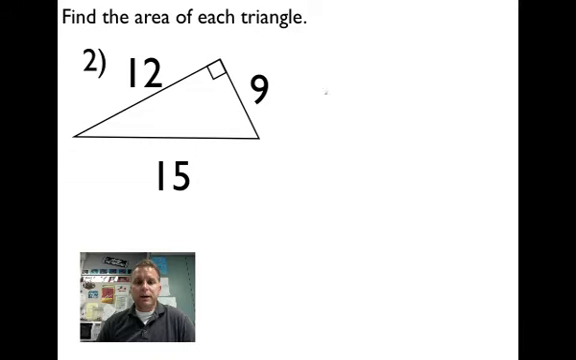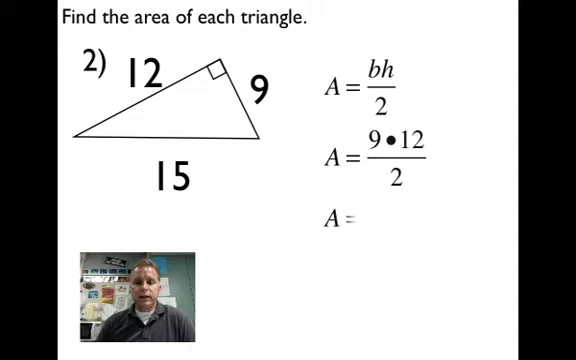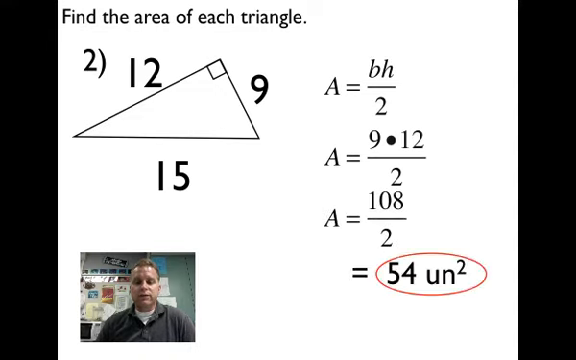Okay, so what's my base and my height for this triangle? Don't say 15, because 15 is not the base. It's not connected by the right angle. For it to be the base or the height, it has to be connected to that right angle. So my base and height are 9 and 12. Doesn't matter which. 9 times 12 is 108. 108 divided by 2 is 54. And since we didn't have any units, we put units squared.